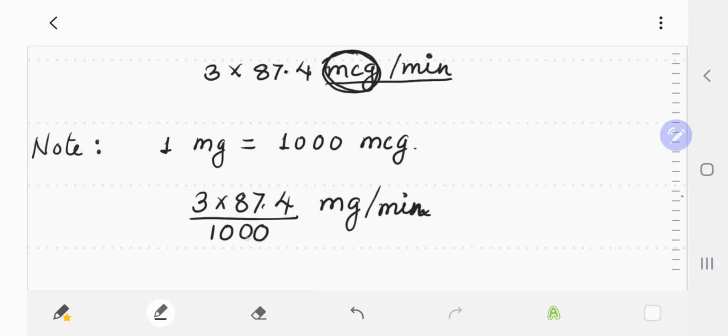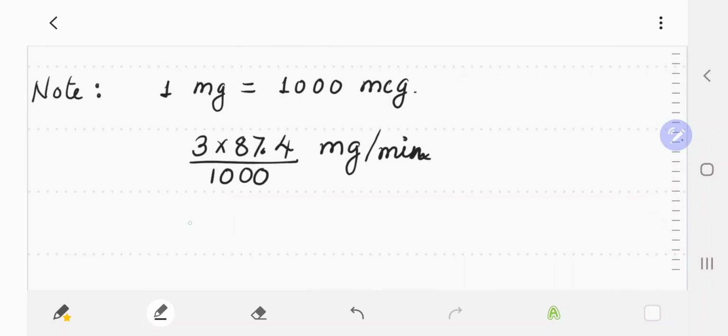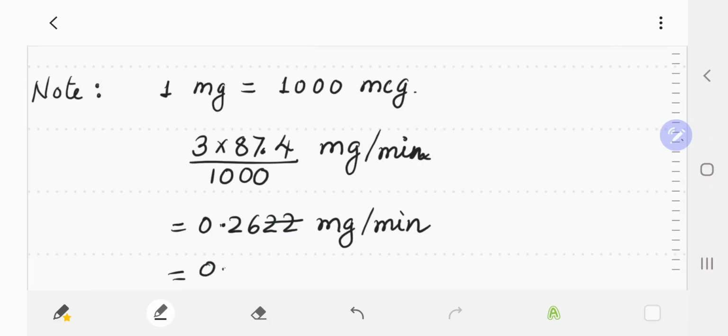Now use your calculator here. 3 times 87.4 divided by 1000, you will get this equals to 0.2622 milligram per minute. You round this number to the 100th place, so these two will be gone. 0.26 milligram per minute.